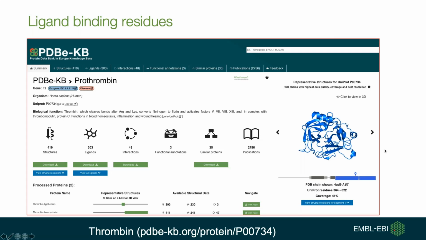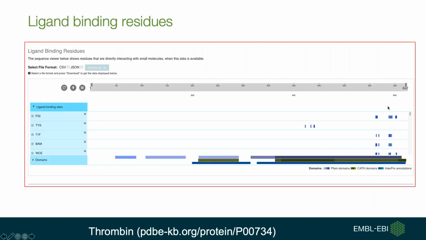And another useful section on the aggregated view is the ligand section, which can be accessed by clicking any of these. In the summary section, it says there are 303 ligands, and there's a tab also on top which says the same. The ligand section can be accessed by clicking any of these, which takes you to the ligand binding residues component.